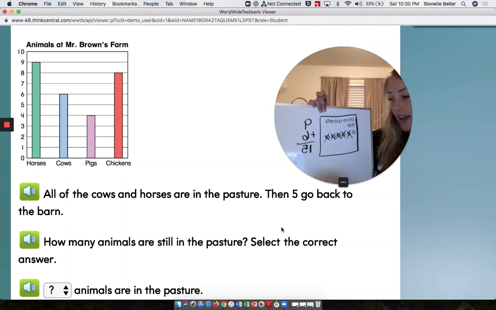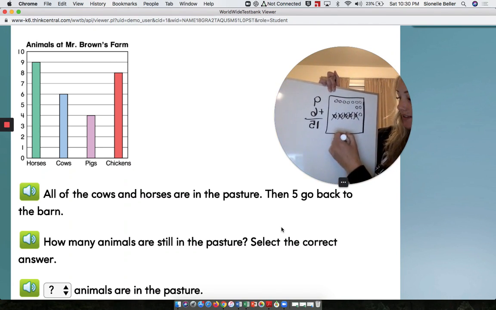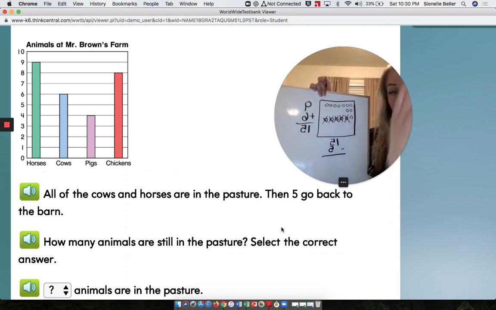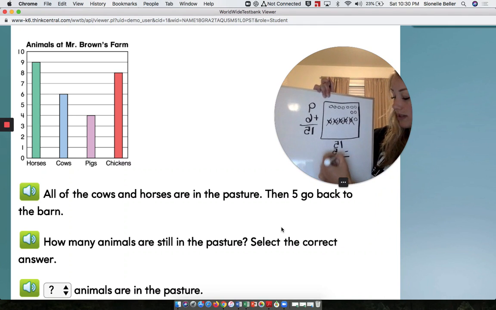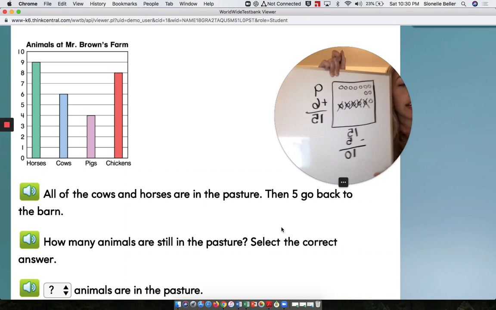Or we could use subtraction. We know that there's 15, and we can take away 5, because 5 of them left. They went away, so we have to take 5 away. 5 minus 5 is 0. 1 minus nothing is 1. So our answer is 10.